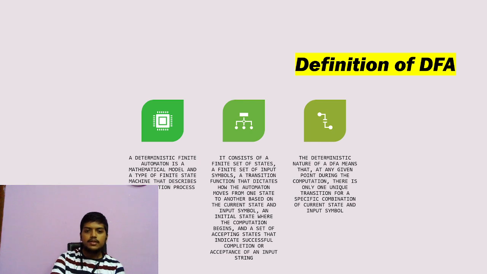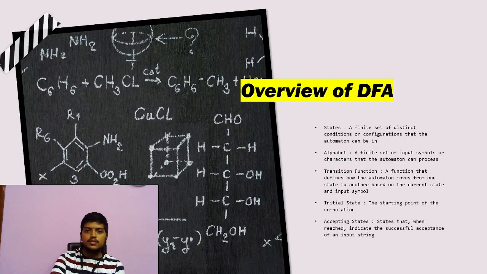An initial state where the computation begins and a set of accepting states that indicates successful completion or acceptance of an input string. The deterministic nature of a DFA means at any given point during the computation, there is only one unique transition for a specific combination of current state and input symbol.